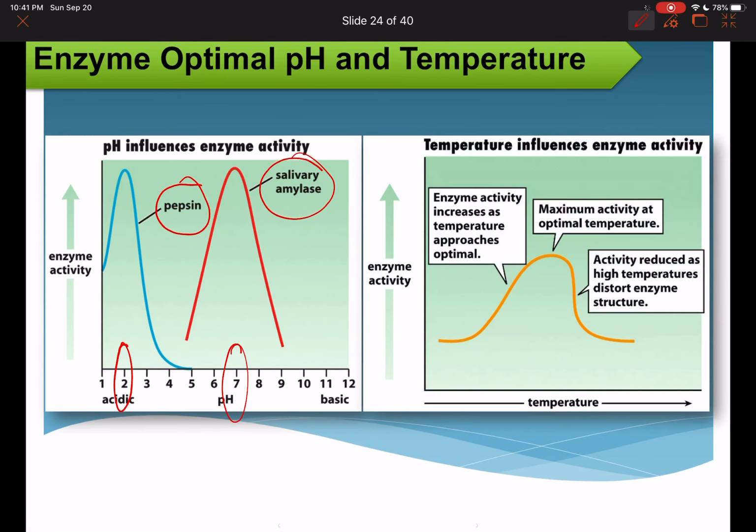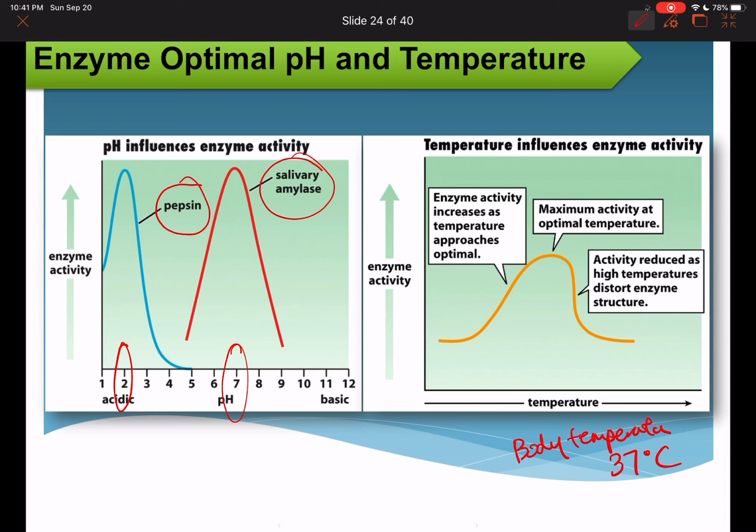Okay? And along the same line, there are optimal temperatures for different enzymes as well. Now, most of the enzymes that work in our body, of course, have an optimal temperature close to our body temperature, which is around 37 degrees Celsius. So most of the enzymes that work in our body have an optimal temperature of 37 degrees Celsius. But if we're talking about enzymes in plants or enzymes in some bacteria that live in hot springs, those enzymes will work at a different optimal temperature.